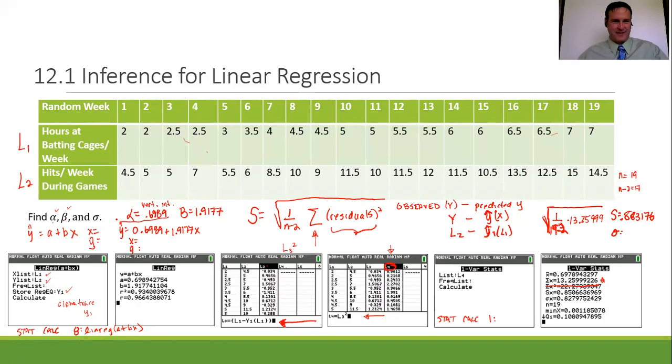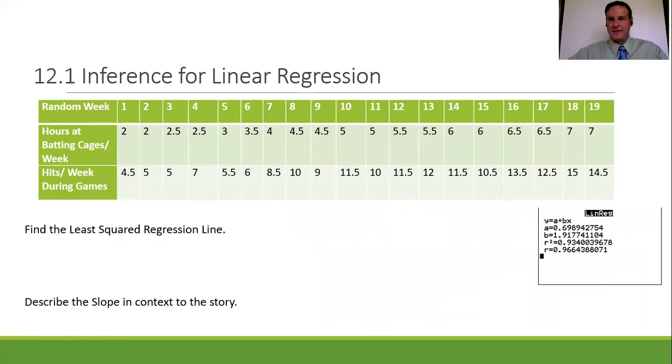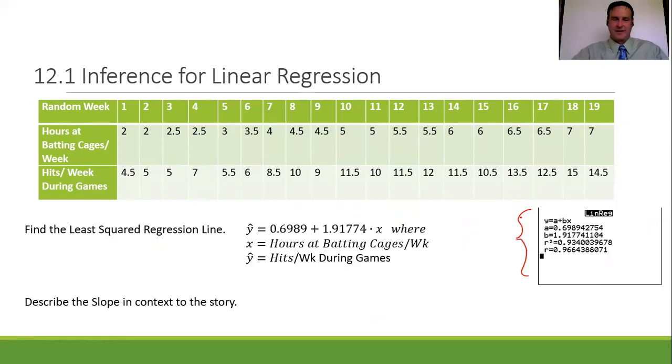Where's my marker? There it is. Okay, and we want to describe what X and Y are, so I'm just going to move over here. I'll hit enter. We already had this information that helped us find this answer. And there you go. Okay, Y hat is equal to 0.6989 plus 1.91774 X. Again, this is your A, and this is your B. Okay, and again, of course, I always define my X and my Y hat.